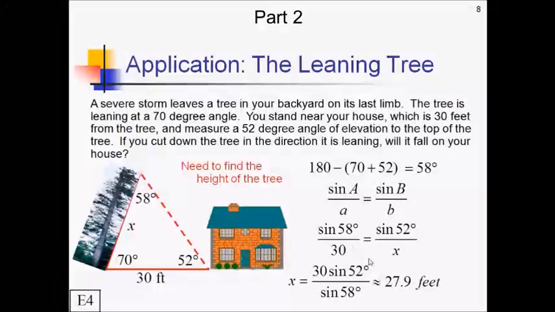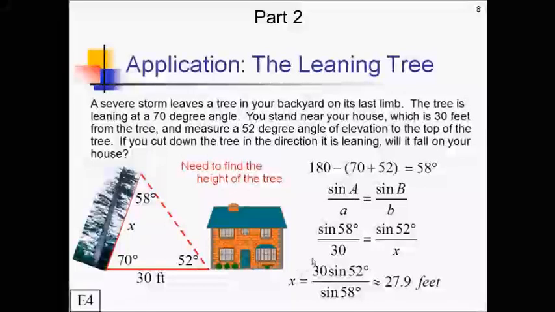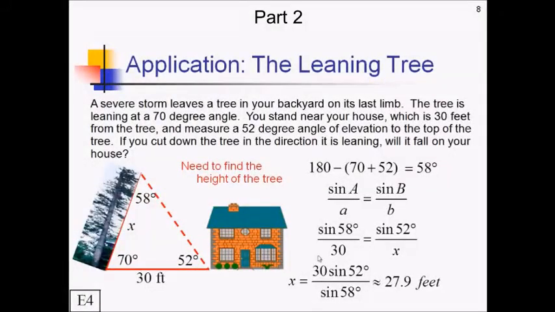So does that mean our house is safe? Because, I mean, this is less than 30 feet. But hold on a second. All the problems we've seen today, except for the one that had no answer, right? We had to test to see if it had an alternate solution. Do we have to do that here? It turns out we do not. When you're dealing with sides, you only have one solution.